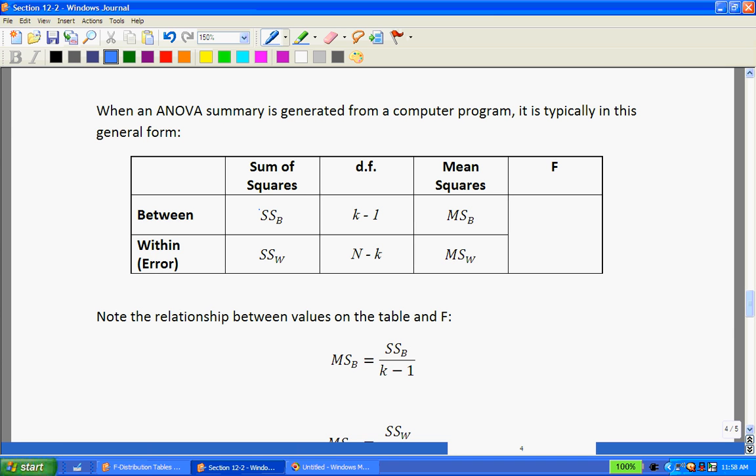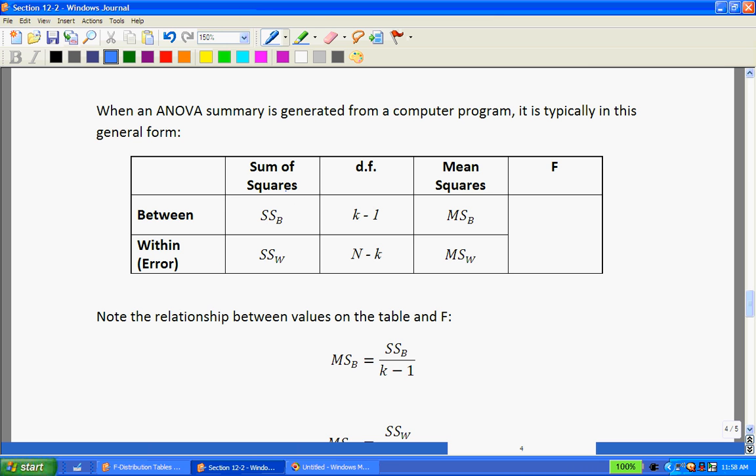When an ANOVA summary is generated from a computer program, it's typically in this form. So this is a general idea of what an ANOVA looks like. Across the top you'll have these headings: sums of squares, degrees of freedom, we just talked about that one, mean squares, and F. And then down the side, between and within.